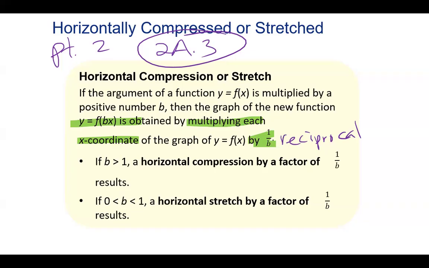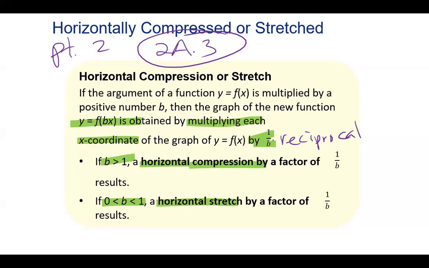So when your B is greater than 1, it is a horizontal compression. When your B is less than 1 but greater than 0, it is a horizontal stretch. Got it? Pressure, shrink it in. Less pressure, stretch it out. Yeah?